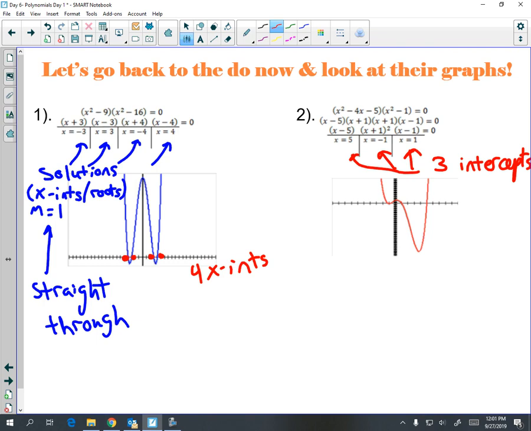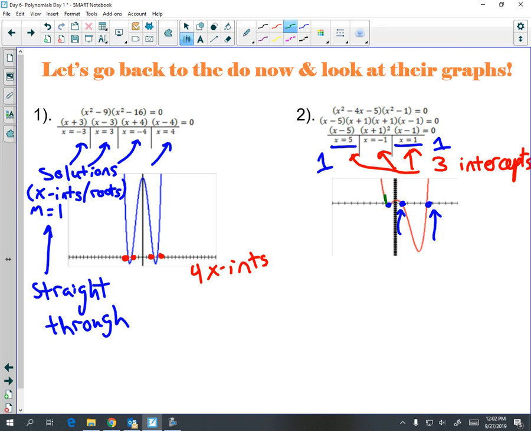But if you noticed, sorry, the solution of x equals negative 1 happened twice. So let's look at our x-intercepts. We have 3 different intercepts. This one goes straight through. This one goes straight through, which makes sense because they both happened one time in our solutions. X equals 5 happened once. X equals 1 happened once.